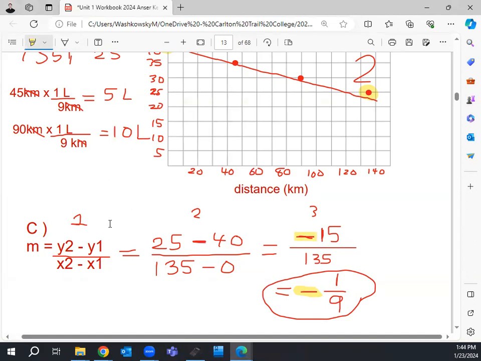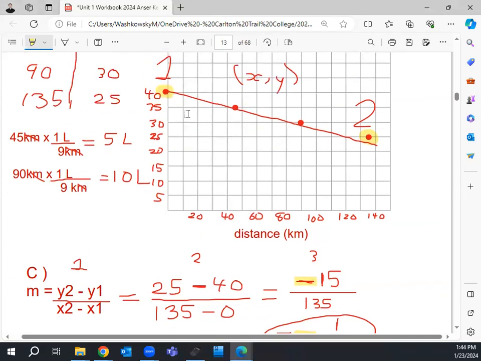So why is the slope negative in this case? Because it's declining. Specifically, it's because there's less fuel in the tank as we go. The more distance she travels, the less fuel she has left in her tank. She's going to eventually get to the point where her tank's empty.